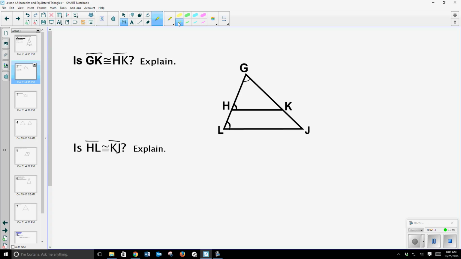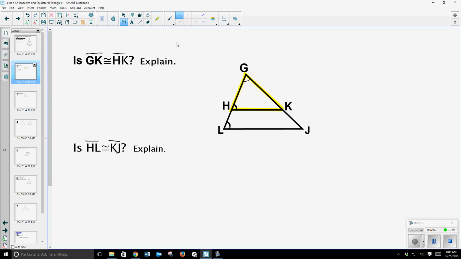So we're trying to see if GK and HK are congruent. And so to determine that, we just need to focus on the smaller triangle. And in the smaller triangle, we see that GH is the base. These are your base angles. They're congruent to each other. So if angle G is congruent to angle GHK, then the sides across from the two angles, which would be GK and HK, would be congruent.